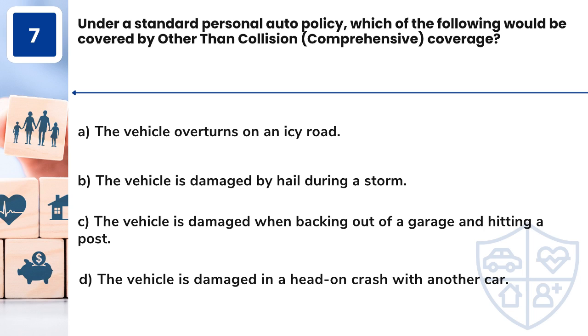Question 7. Under a standard personal auto policy, which of the following would be covered by other than collision, comprehensive, coverage? A. The vehicle overturns on an icy road. B. The vehicle is damaged by hail during a storm. C. The vehicle is damaged when backing out of a garage and hitting a post. D. The vehicle is damaged in a head-on crash with another car.